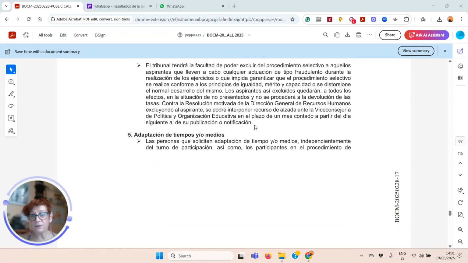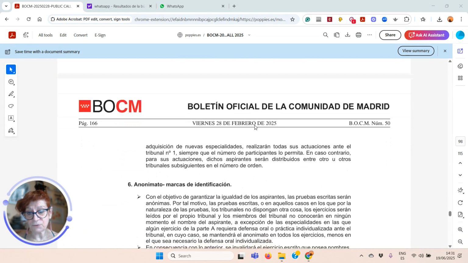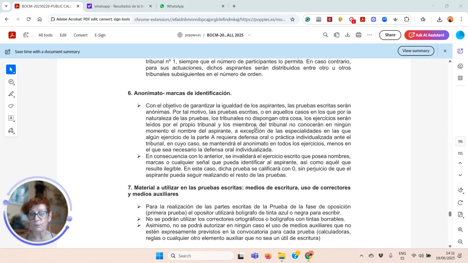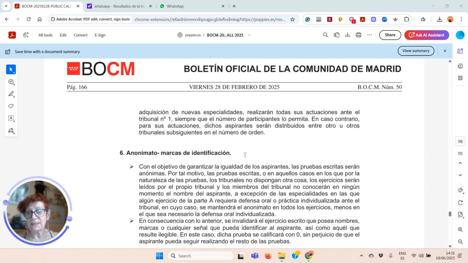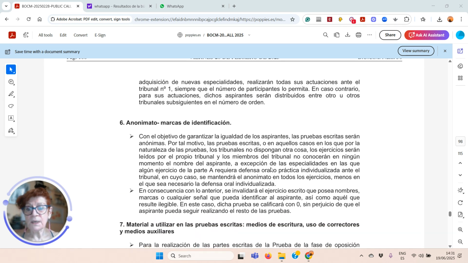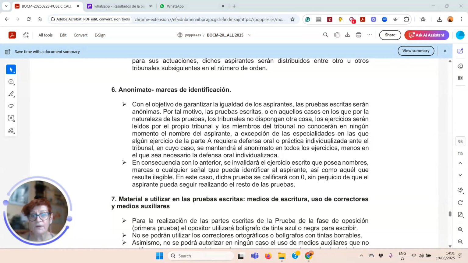What I would like to stress and highlight is the following. Point number 6: the written part needs to be anonymous. That is why, in order to ensure that there is no way for the members of the panel to know who the person is whose exam they are correcting, you cannot include any marks, any signature. I would like to stress what it says here, this part.